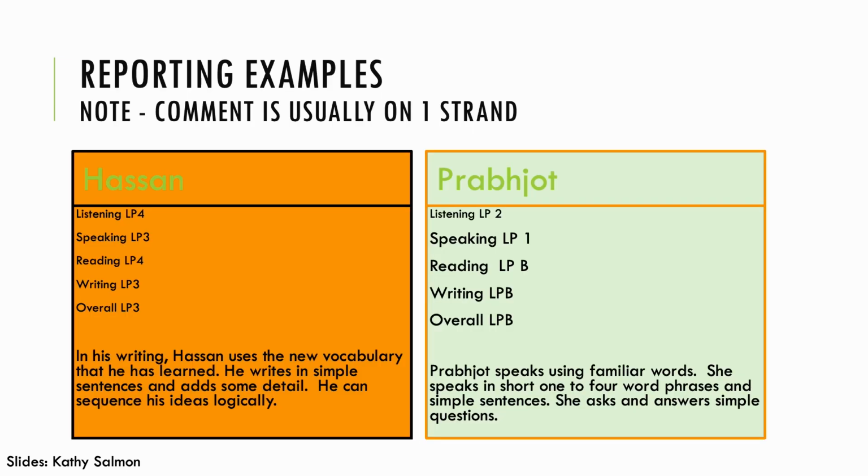Here are 2 examples of language proficiency level documentation and comments that could be used for a report card. For example, Hassan has a LP or language proficiency level 4 for listening and reading, and for speaking and writing they're LP 3. Hassan overall is demonstrating a language proficiency level 3 that they are working on. The comment is made by the teacher using the criteria on the benchmarks to identify what the student is able to do with their language in a particular strand.